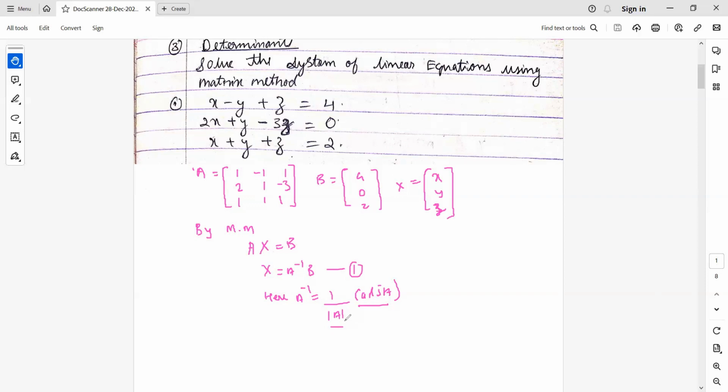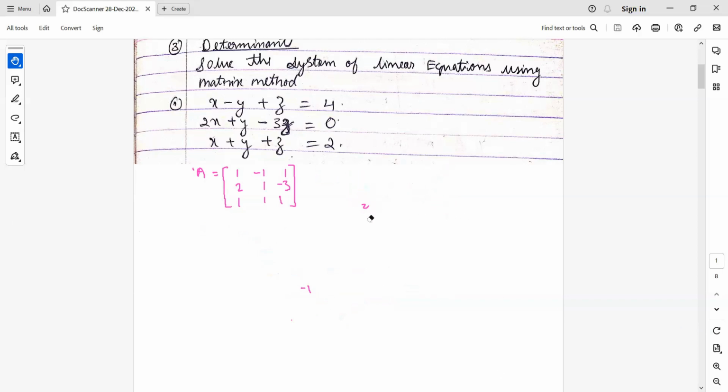To find out A inverse, we require two terms, that is determinant of A and adjoint of A. So first we will find out the determinant of A. Already I think you all are familiar with finding the 3 cross 3 determinant. Okay, so we just have to give alternate plus, minus signs.